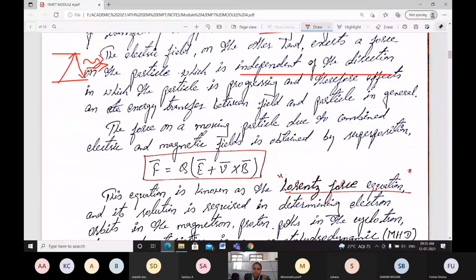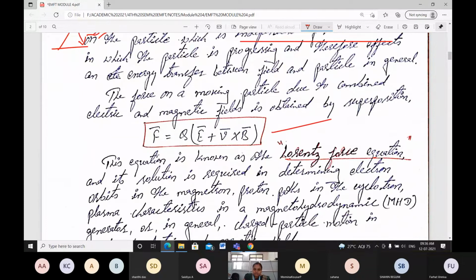Then the force on a moving particle due to combined electric and magnetic fields is obtained by the superposition theorem. That is, F equals Q times the electric field intensity, with the flux density and the velocity. That is F equals Q of E plus V cross B. This is the equation given by Lorentz. For that reason, we call it the Lorentz force equation.